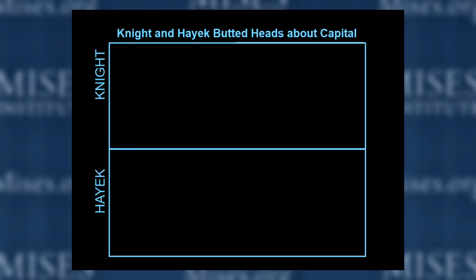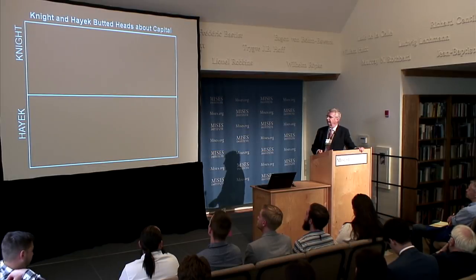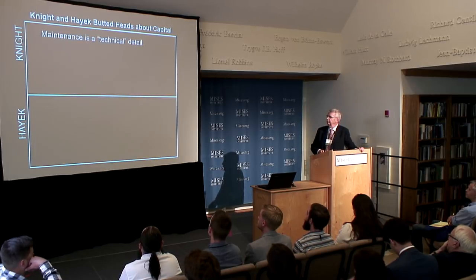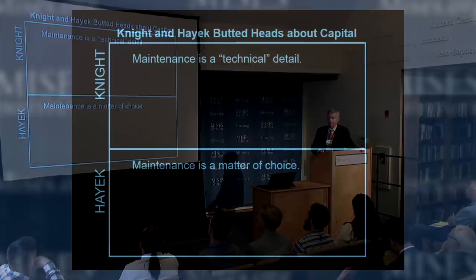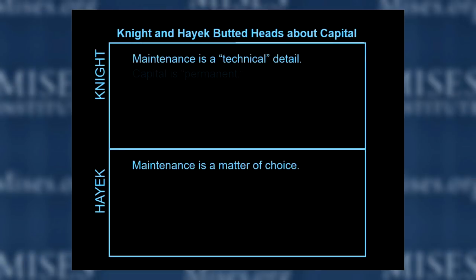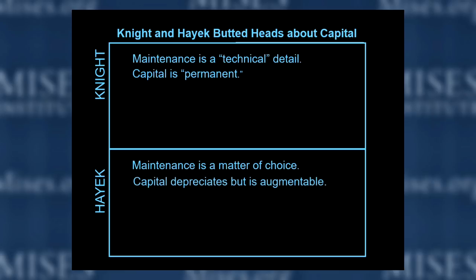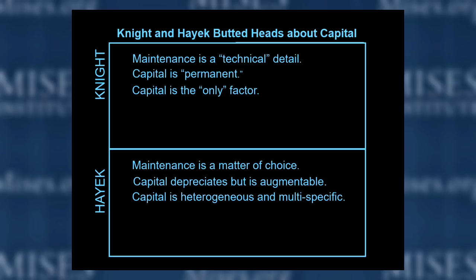All right, now let's just look at Knight and Hayek, and might as well say Friedman and Hayek. So it goes like this. Maintenance is a technical detail. Well, Hayek wouldn't agree. Maintenance is a matter of choice. Capital is permanent, no. Capital depreciates, but is augmentable. Right? Capital is the only factor. Capital is heterogeneous and multi-specific.